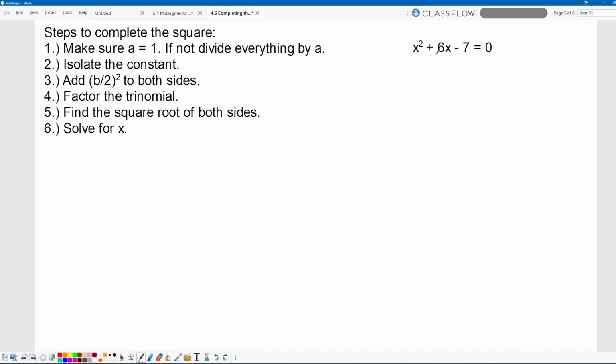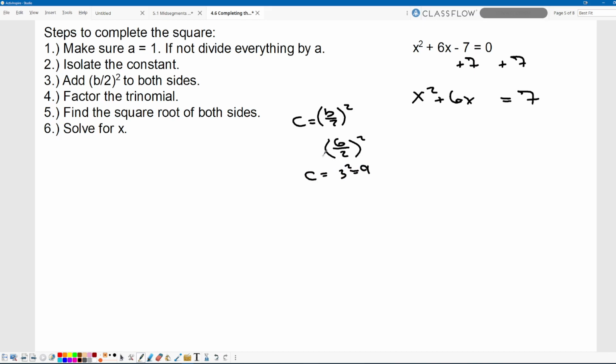So here we have an example, x squared plus 6x minus 7. So the first thing I'm going to do is move this 7 to the other side of the equation, because this is not a perfect square trinomial. I cannot factor that as a perfect square, so we go ahead and move that over. So we get x squared plus 6x is equal to 7. So now I need to take my b value. So my c is going to be equal to b divided by 2 squared. So we have 6 divided by 2 squared, so we get 3 squared, which is 9. So my c value is going to be 9.